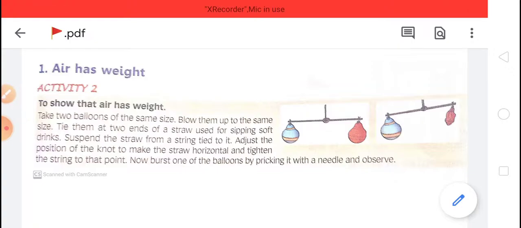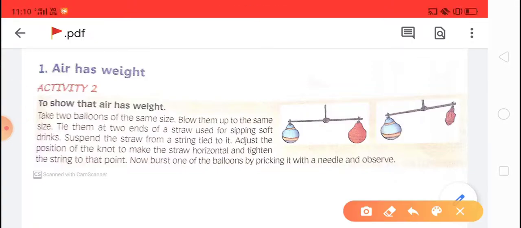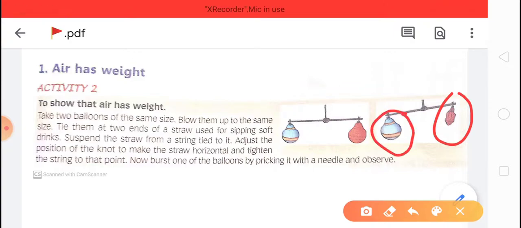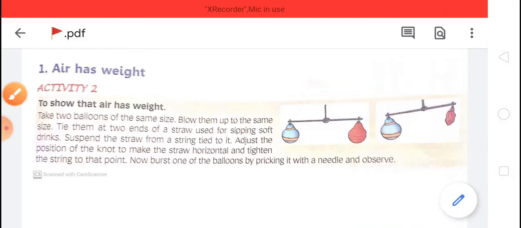Now what you have to do, children, is burst one of the balloons with the help of a needle, pricking it with the needle. So one balloon is now empty and one balloon is filled with air, means one balloon is inflated. Now you have to observe.